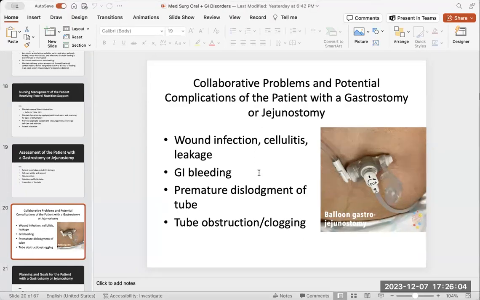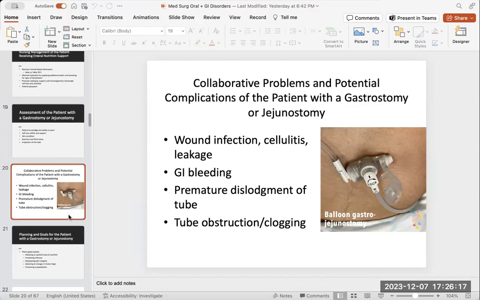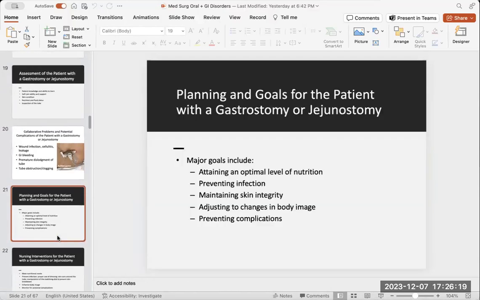But what do we got to watch out for? Infections. If there's blood coming in, they might be bleeding, right? Is it being clogged, right? Are the feeds and whatever we're putting into that tube able to get through? Things like that. Okay, so once again, right, we got to prevent infections, maintain skin integrity, right?